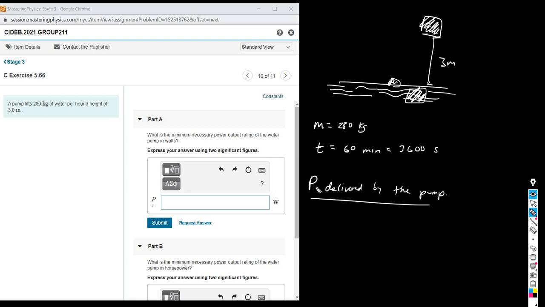Now, how much work? Remember, what is power? Let me go back to blue. Power is work over time. We already have the time, which is this many seconds. So it's work over 3600 seconds. And so we need only to calculate the work done by the pump when lifting, once again, this much water to a height of 3 meters.